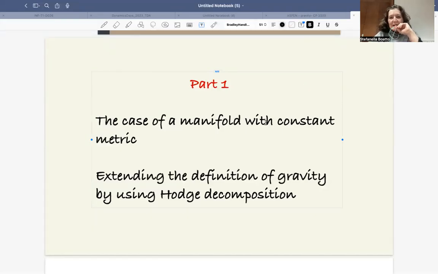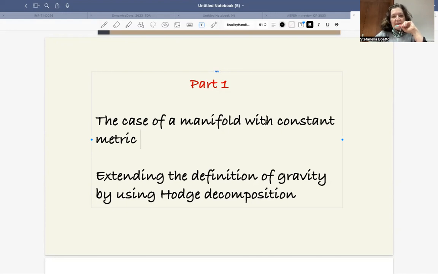Okay, so I will show you these slides to try to make, I hope, an introduction to the second step, that is what we're doing with Victor. Okay, so the case of the moon.